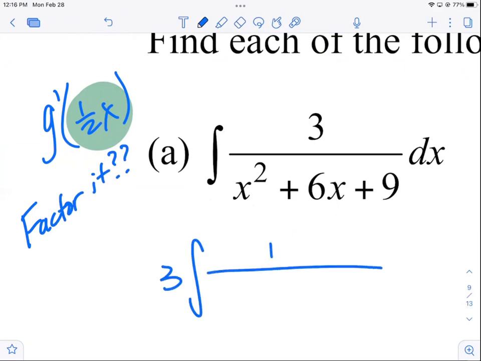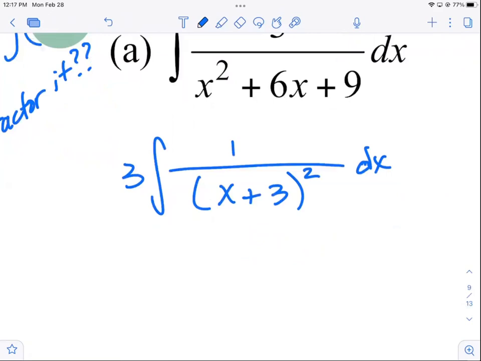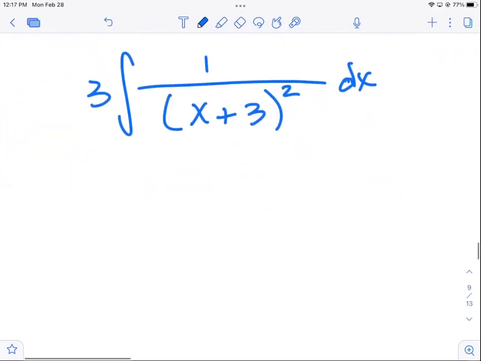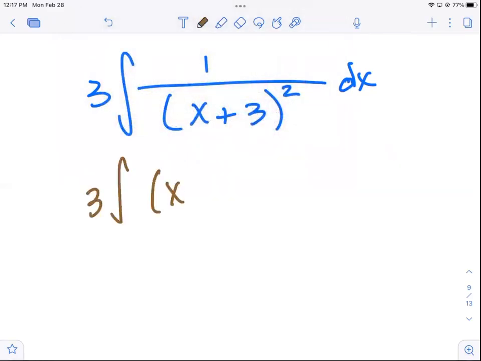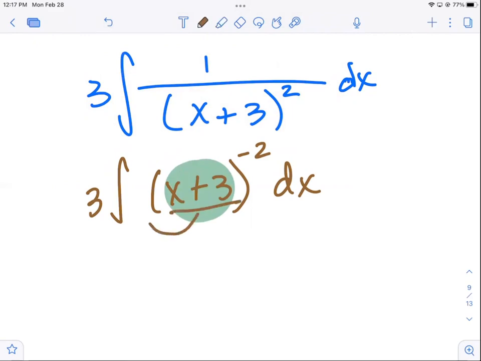Bring the 3 out front. This factors into x plus 3 quantity squared. Oh boy. Now you reset your mental flow chart. Now it's like a brand new problem. And now you might bring that to the top, and it's to the negative 2 power dx. Now you have an outside function blob to the negative 2, and your blob is x plus 3. And now you check, what's the derivative of x plus 3? 1. Are we off by anything? Nada. So we've got it now.